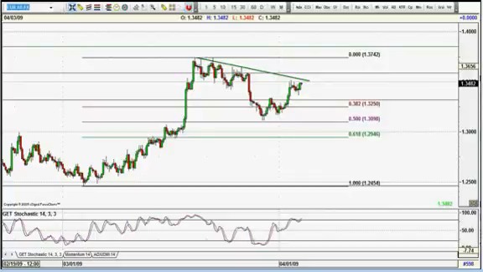Looking at euro dollar here on a 240-minute chart that we're looking at. And now let's look at how the market has really created this nice sort of medium-term trend line here. Those highs just progressively getting lower.